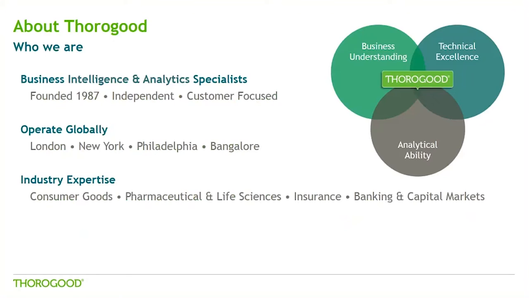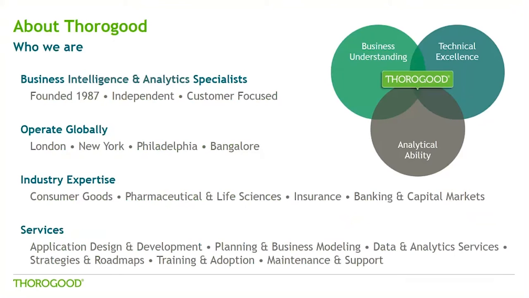Just a brief few words about Thorogood. For those of you who may be unfamiliar with Thorogood, we are an independent professional services firm specializing in business intelligence and analytics solutions, strategies, and services. Founded in 1987, we operate globally from our offices in London, New York, Philadelphia, and Bangalore. We recruit and train consultants to develop a unique mix of skills, blending business understanding in the form of industry and functional experience with strong technical aptitude and a deep understanding of analytical tools and techniques. The intersection of these three core skills results in high-quality services. Some of those services include areas like solution strategy, design, development, and implementation.